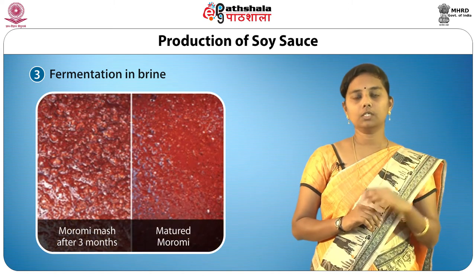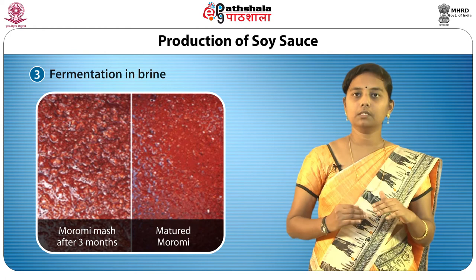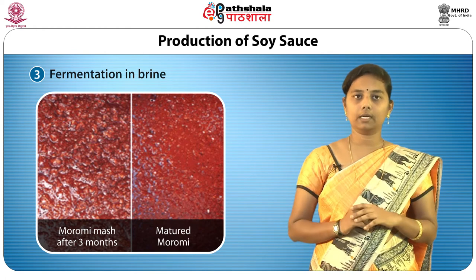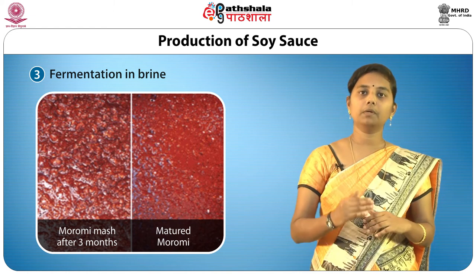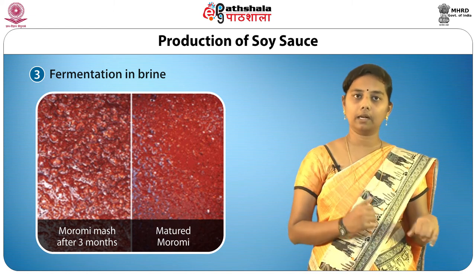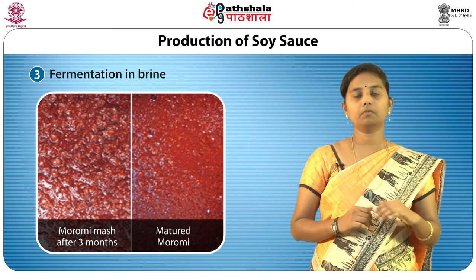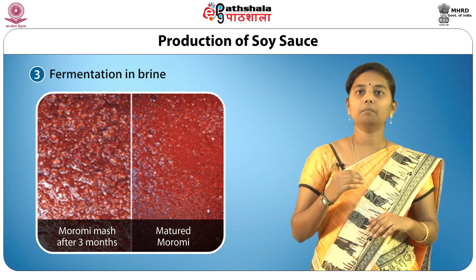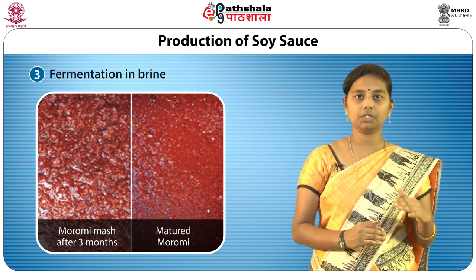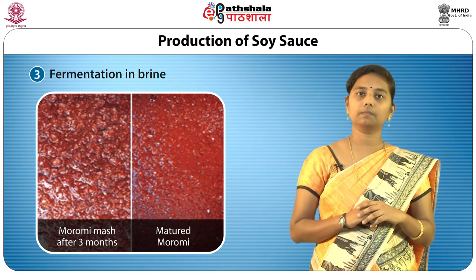The high salt concentration effectively inhibits the growth of undesirable organisms. The starch is broken down to sugars and fermented to produce lactic acid and alcohol. The pH drops from near neutral to 4.7 to 4.8. The maromi mash is held in the fermentation tank for 6 to 8 months.